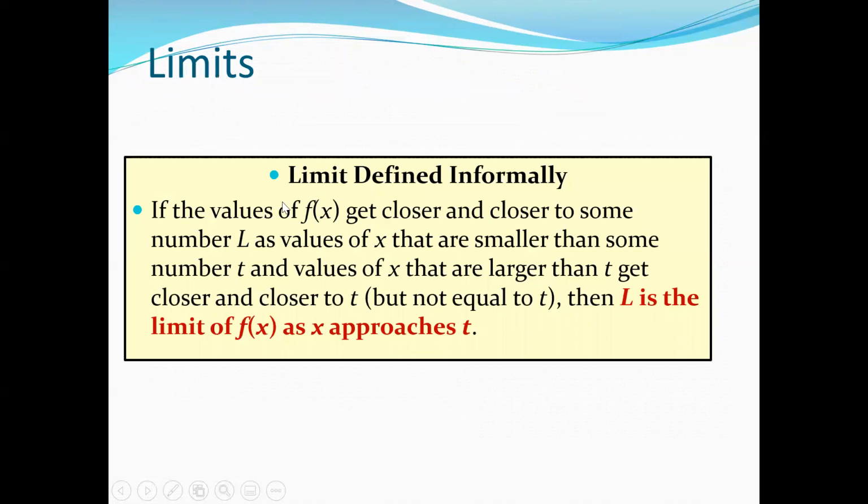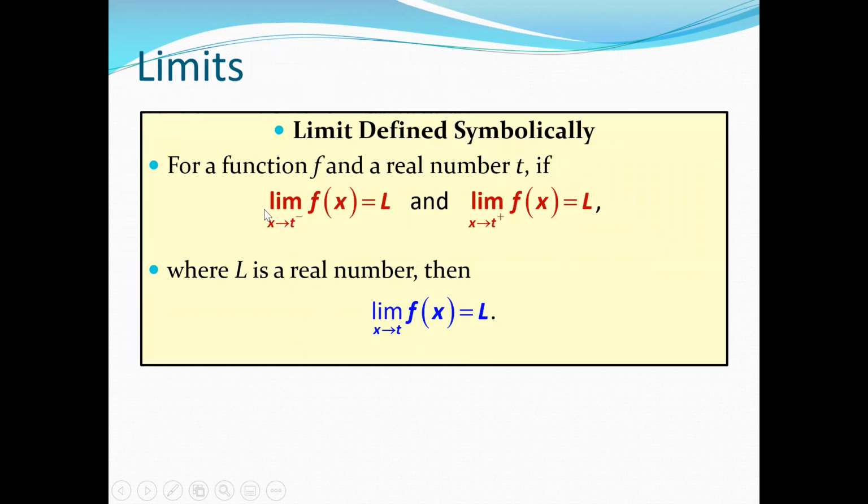Now let's talk about the limit defined informally. Here we say that if the values of f at s get closer and closer to some number L, as values of x that are smaller than some number t, and values of x that are larger than t get closer and closer to t, but are not equal to t, then L is the limit of f at x as s approaches t. And this is what we mean. If the limit from the left is L, and the limit from the right is also L, then we say that the limit of f at x as s approaches t is L.